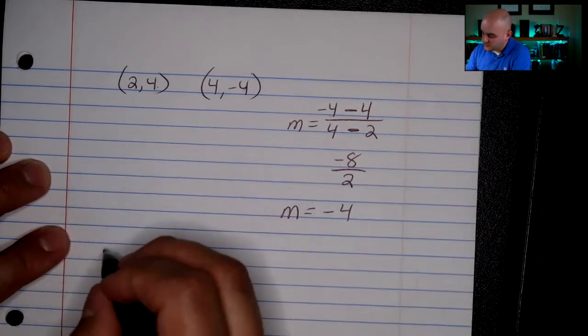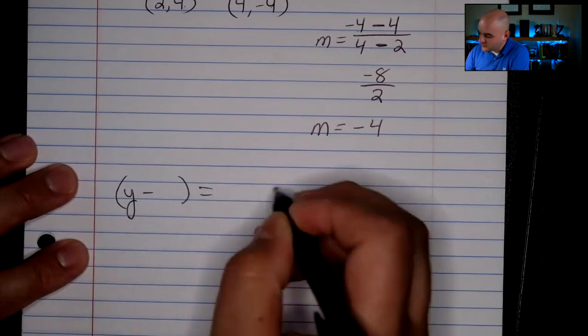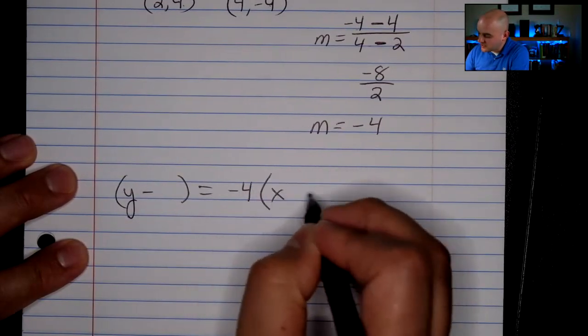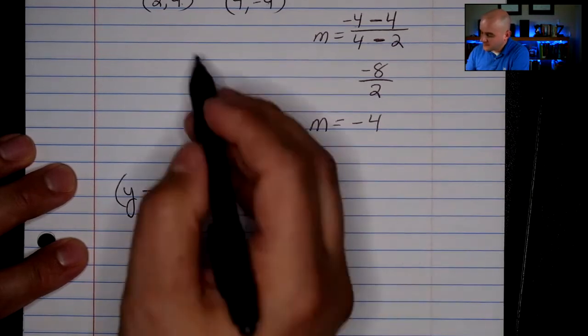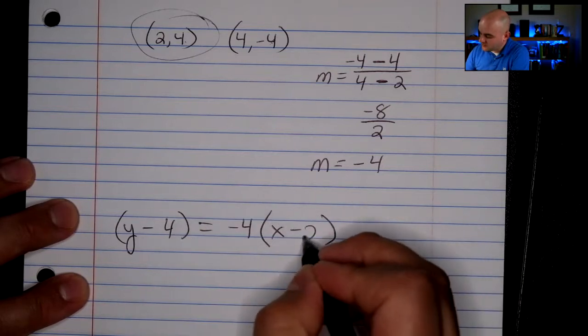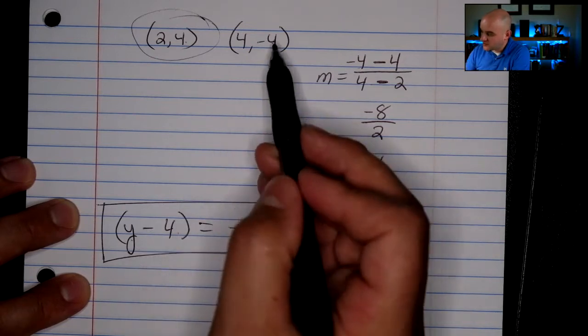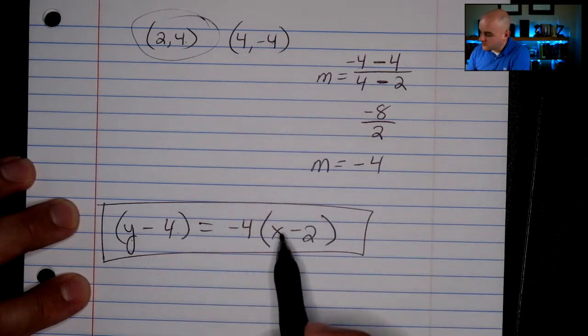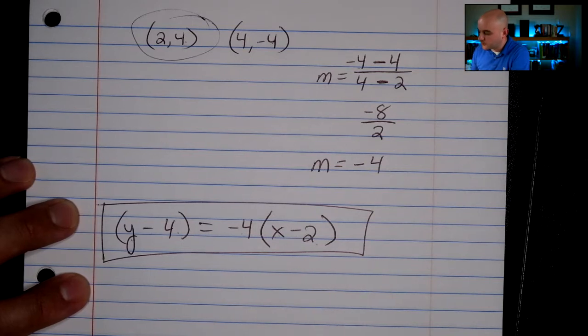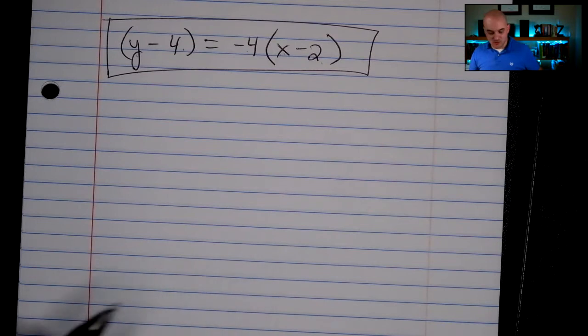Let's put that in the equation. So we need y minus something is equal to the slope times x minus something. I'm going to pick this point right here, 2, 4. Putting that in, there's my equation. Equally correct, you could have said y plus 4, when you put that -4 in, equals -4 times x minus 4. Okay? So there's the equation. Now we need to graph it.